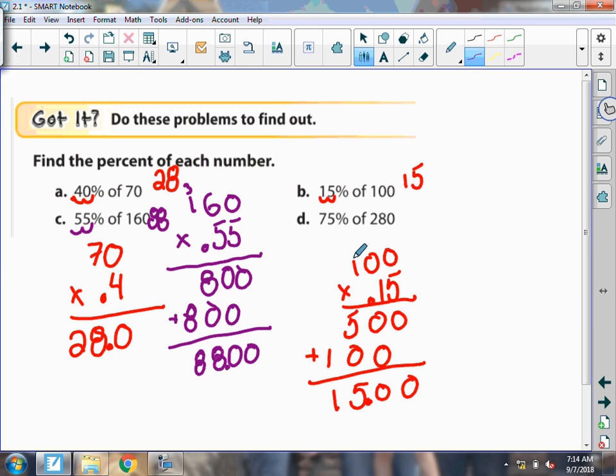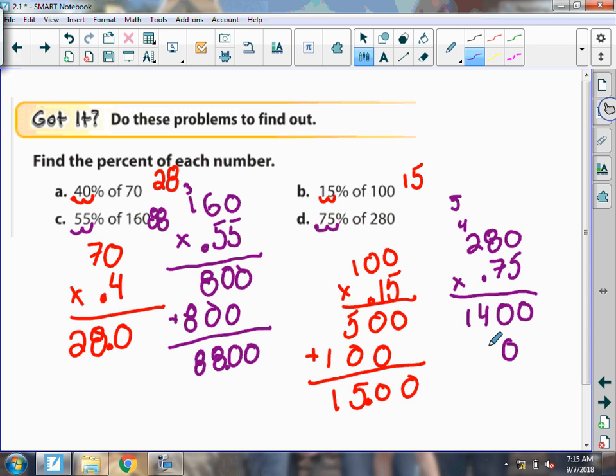And our last one, 75% of 280. So we move our decimals 2 places to the left. So that's 0.75. I'm going to multiply that by 280. 5 times 0 is 0. 5 times 8 is 40. 5 times 2 is 10, plus 4 is 14. 7 times 0 is 0. 7 times 8 is 56. 7 times 2 is 14. Plus 5 is 19.